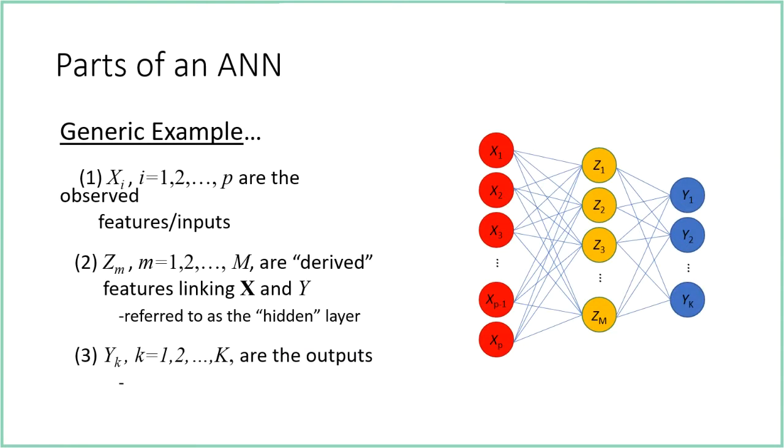So let's discuss a little bit more detail about how these things look. As I pointed out earlier, we have a set of input features, and again, these are our predictors x. In this case, we have some number of x's, x1 through xp, and you'll see the lines going between each of your inputs to your derived features. This is what's referred to as your hidden layer.